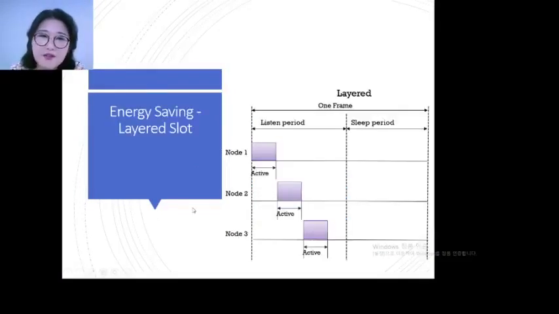Energy saving layered slot figure. The lifetime of a sensor node can be maintained by controlling the listen period by using the simple communication function of the sensor. Node 1 and Node 2 communicate with each other. Therefore, operating the active section by layer hierarchically reduces transmission loss.